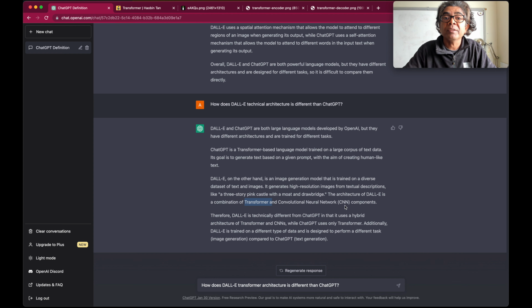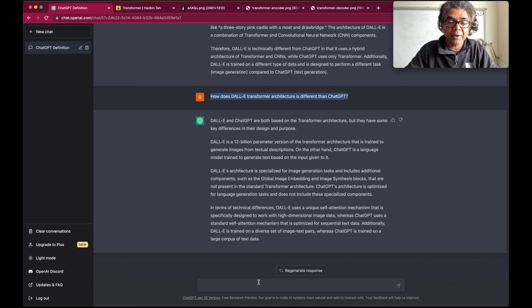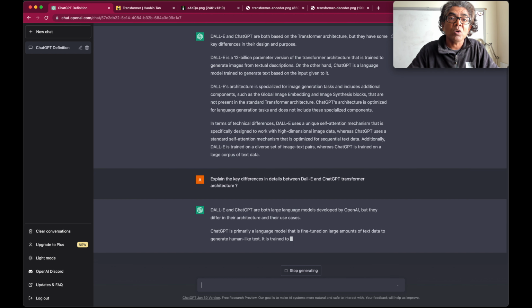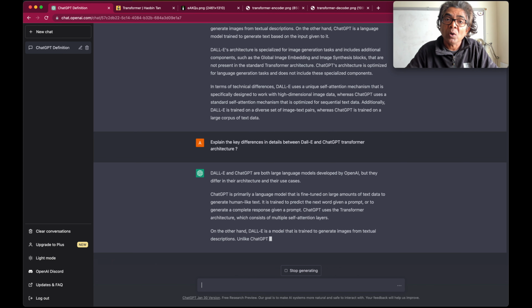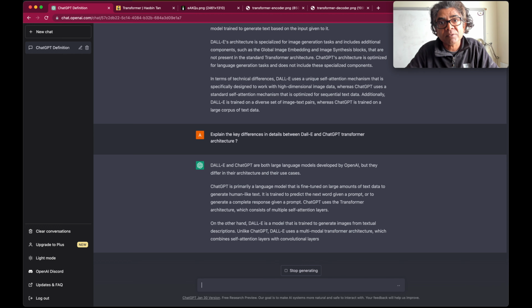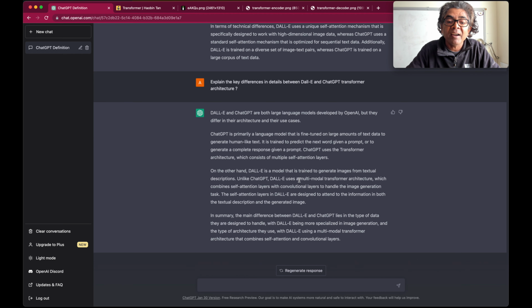And if you take the same question and rephrase it, you will get a very different answer. The question is: explain the key differences in detail between the DALL-E and ChatGPT transformer architecture. That's where prompt engineering comes in handy, because you are rephrasing your question in a way where you can get the specific answer you are looking for from these large language models. And the term I was looking for, multimodal transformer architecture, because it uses a combination of self-attention layers and convolutional layers to handle the image generation. So by rephrasing the question differently, I was able to get what I was looking for.